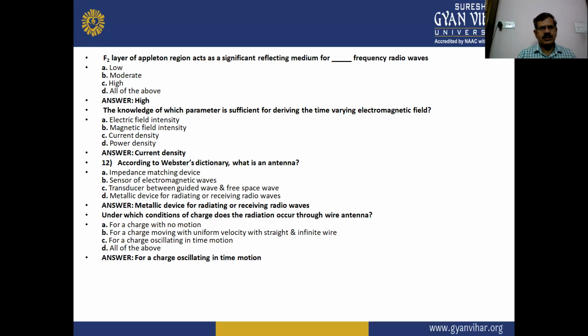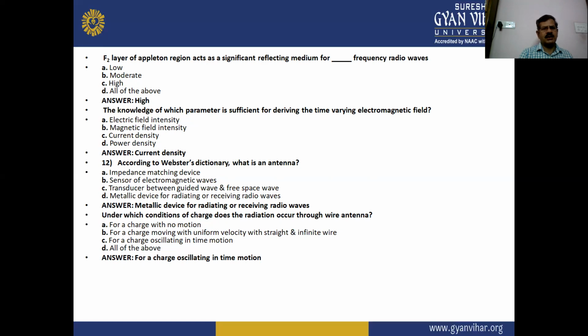The knowledge of which parameter is sufficient for deriving the time-varying electromagnetic fields? Option A, electric field intensity. Option B, magnetic field intensity. Option C, current density. And option D is power density.